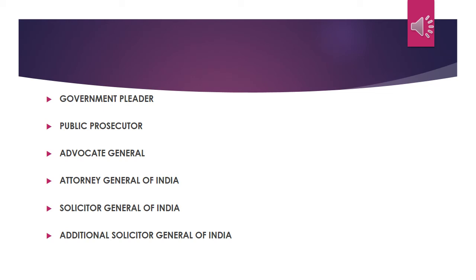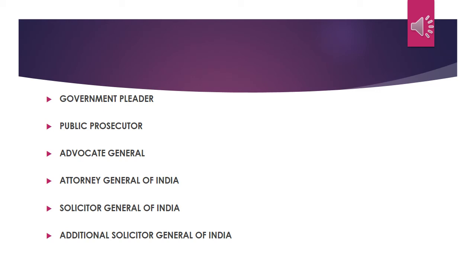Then we have something called the Advocate General for every state in India. The Advocate General is the highest law officer of a state. He is normally appointed by the governor, and he represents the state in all the courts. So in each state there will be an Advocate General.